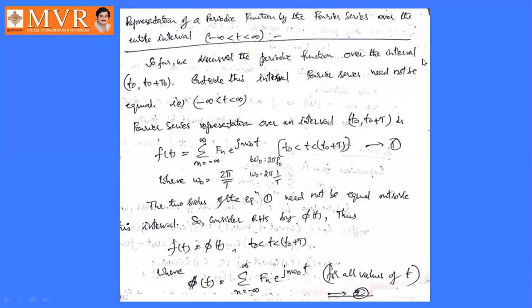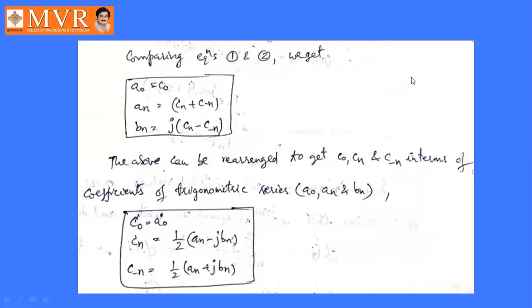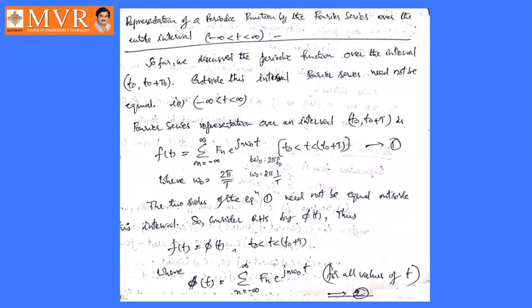Morning. So in the last class, we discussed the trigonometric Fourier series coefficients and exponential Fourier series coefficients, and the relation between these two coefficients: C naught and Cn related with A naught, An and Bn. Similarly, A naught, An and Bn related with C naught and Cn.